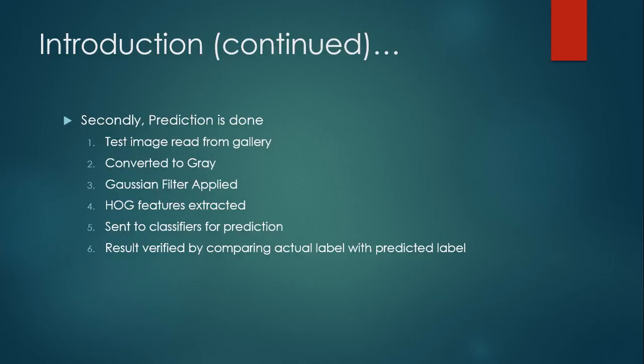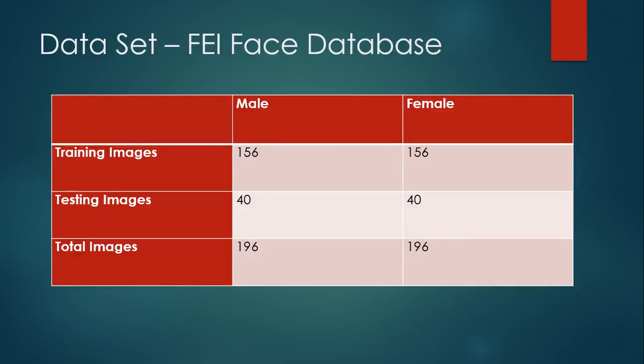The next step would be prediction. The same steps are followed for the test image. Initially, the test image is fed from the gallery. It is converted into gray. Then a Gaussian filter is applied. HOG features are extracted. It is sent to the classifiers for prediction. The results are verified by comparing the actual label with the predicted label.